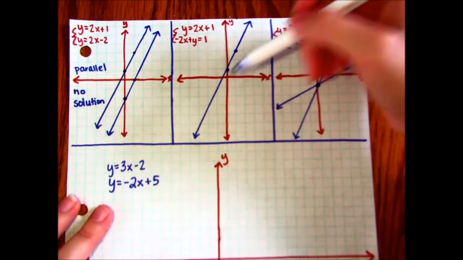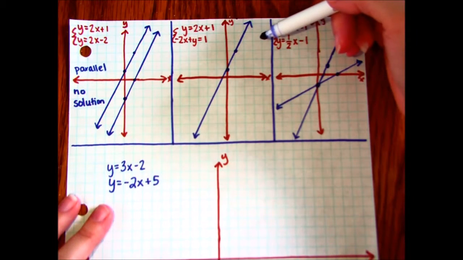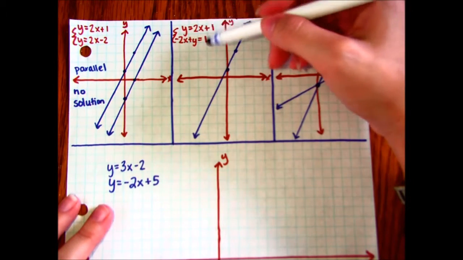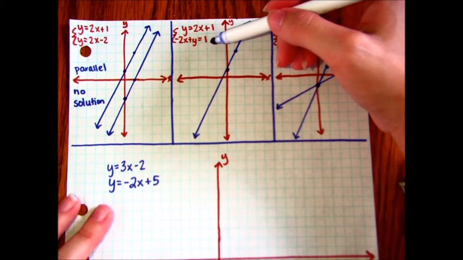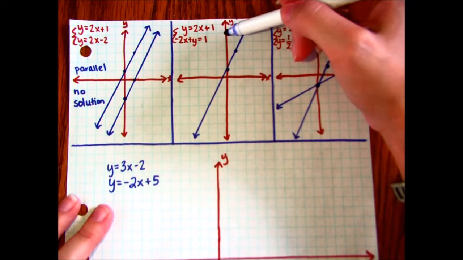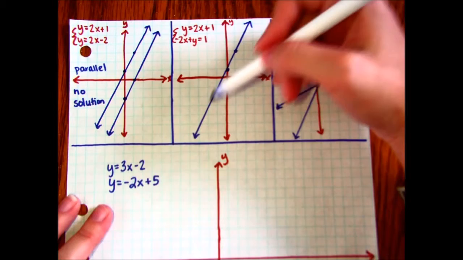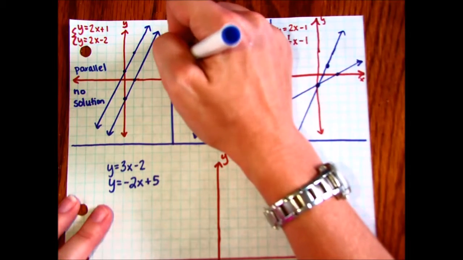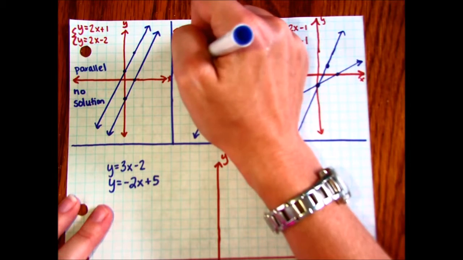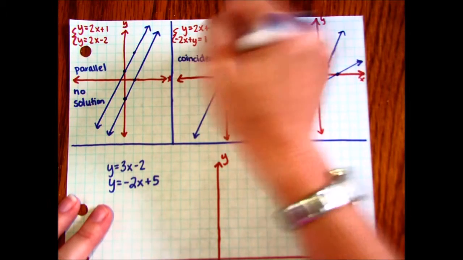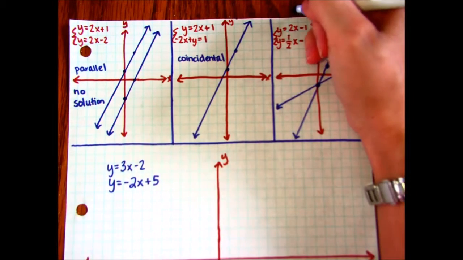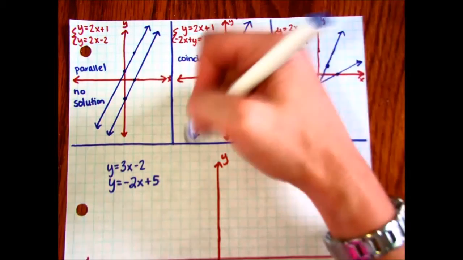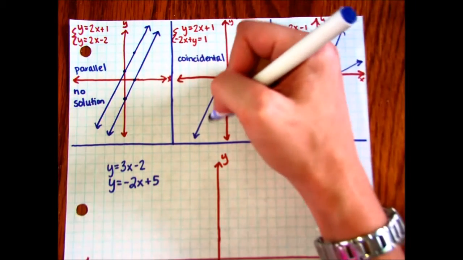Then if you look at this particular line right here, these 2 equations are actually the same one, especially if we added the 2x to both sides. So in our system, when it's the exact same line, we are going to call that coincidental. These are coincidental lines.